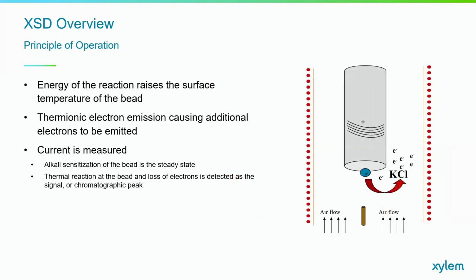The energy of this reaction is then raising the temperature of the cathode, which is then causing thermionic electron emission. So we have the release of atoms, the accumulation of atoms via ions on this bead, and then the heat releasing those electrons. The current is then measured, and then that is converted via electrometer to a voltage output, which then corresponds to a peak in your software. So that is how the XSD operates.